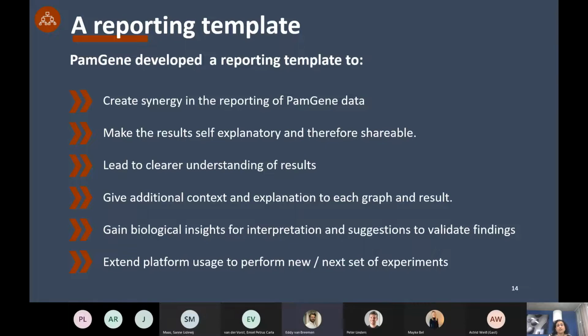It also leads to a clear understanding of the results, because we're explaining everything in the report. There's also a lot of text and background information that is explained, so it leads to a clearer understanding. We also want to give additional context and explain each graph. In earlier formats, when we used to do PowerPoints, we couldn't really explain each graph, but here we have a legend that explains each graph and result.